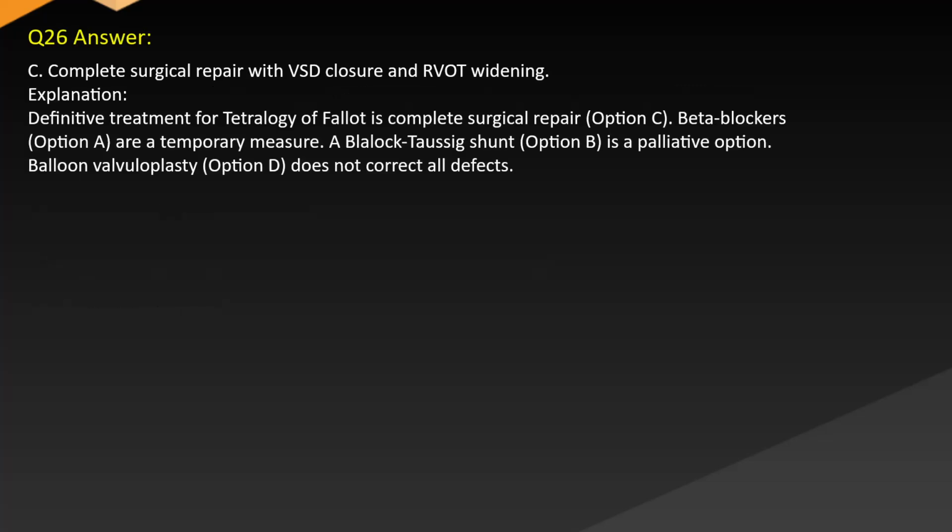Answer: C. Complete surgical repair with VSD closure and RVOT widening. Explanation: definitive treatment for tetralogy of Fallot is complete surgical repair, option C. Beta blockers, option A, are a temporary measure. A Blalock-Taussig shunt, option B, is a palliative option. Balloon valvuloplasty, option D, does not correct all defects.